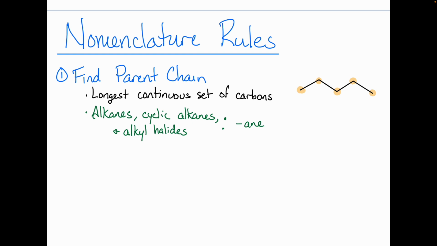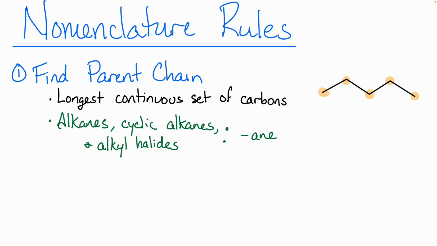We're going to use this ANE suffix. And in this case, since this is just a straight chain alkane, that's all I need to finish off the name of this molecule. This would be our 5 carbons, pent, followed by that suffix ane. All right, so this would be our pentane here. I'm going to make this a little bit more complicated now so we can introduce our other rules that we need for nomenclature.